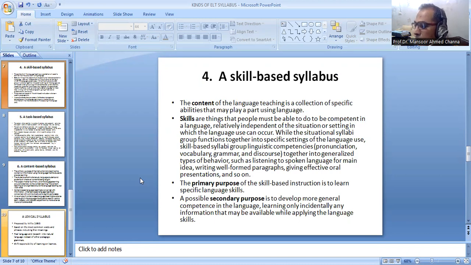The primary purpose of the skill-based instruction is to learn specific language skills. A possible secondary purpose is to develop more general competencies in language learning, learning only incidentally any information that may be available while applying the language skills.